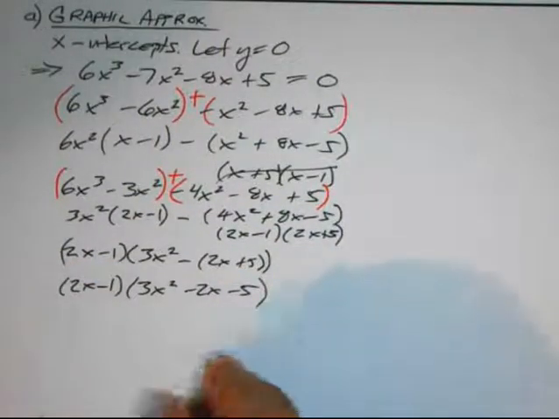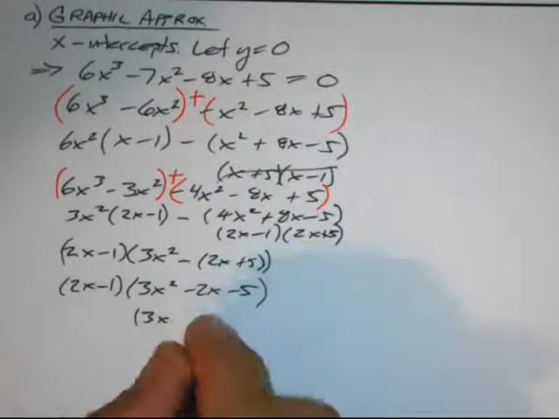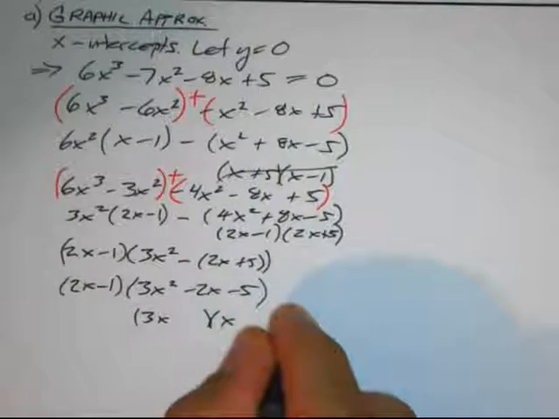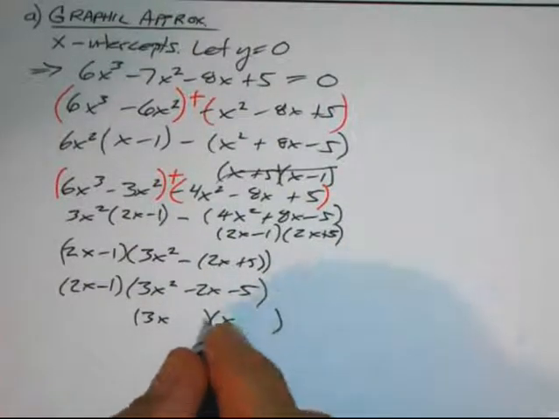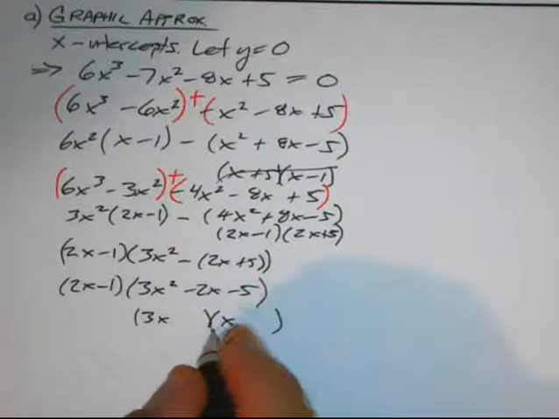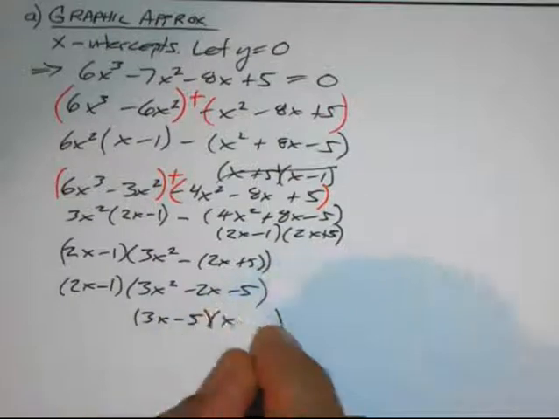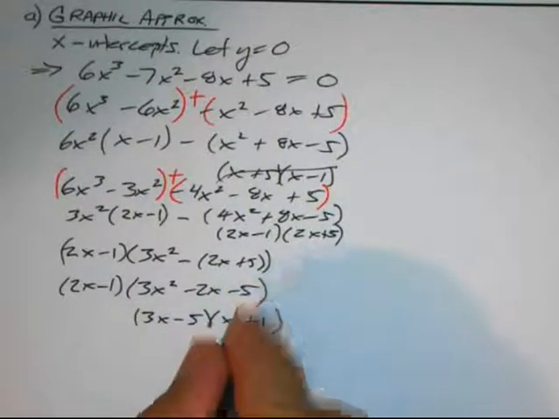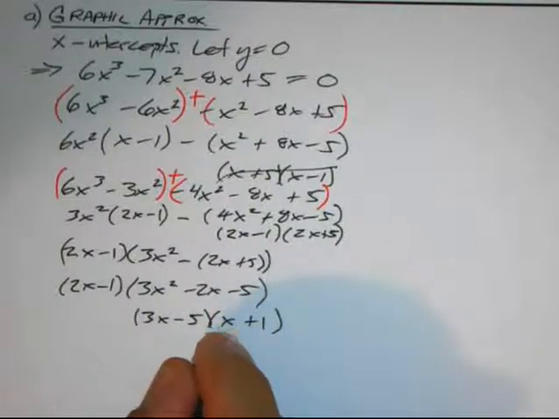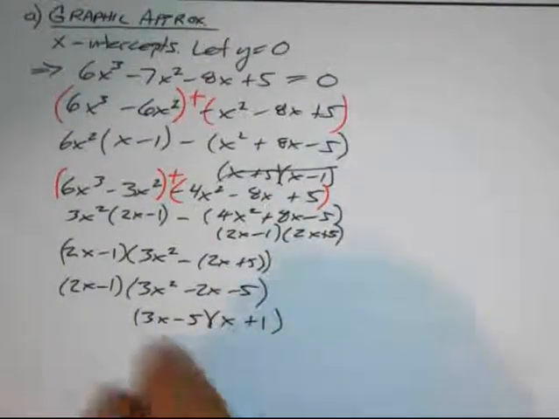Here's one of those trial and error ideas where you know you need to have 3x and x as the first terms. And now we can trial and error two numbers whose product is negative 5, getting the inner products and outer products to sum to negative 2x, minus 5, plus 1. Now that product is negative 5, inner products negative 5x, outer products plus 3x, net effect minus 2x. Okay, factorization there.